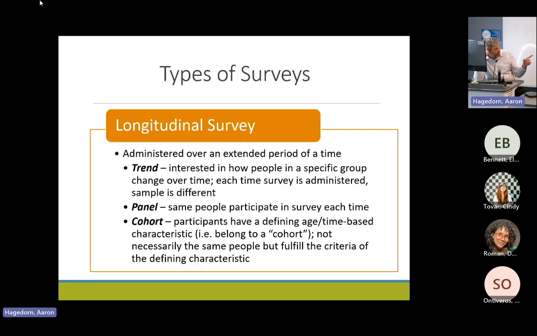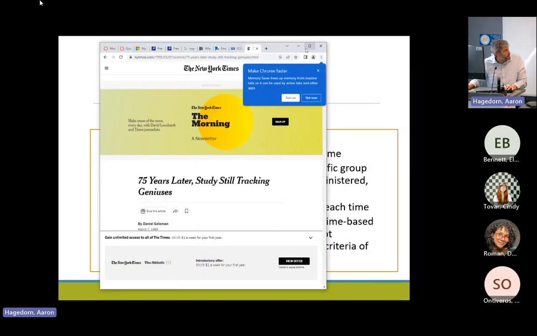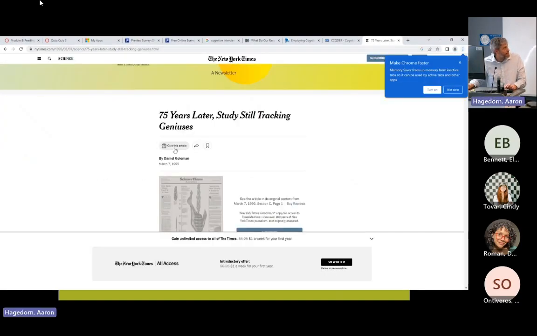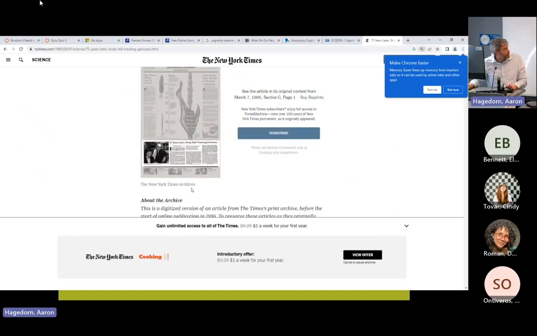So a panel, I don't think this is on your test, but a panel is a group of people you're tracking again and again. In the news, they talk about this thing called the Terman, or termite, study that tracked kids when they were young and then tracked them when they were older. Let's see if it's going to let me open it. So this is the ultimate longitudinal study. For 75 years, still tracking geniuses. It's not going to let me.